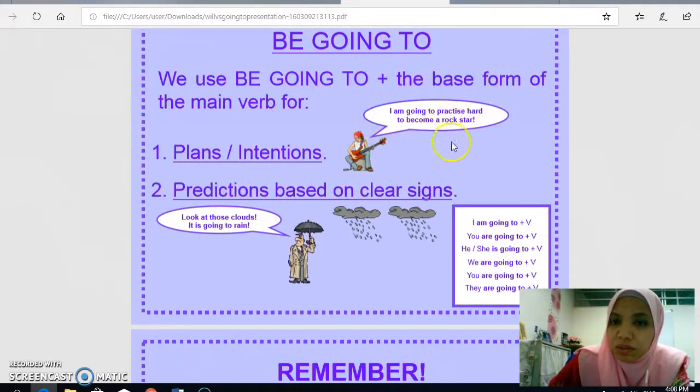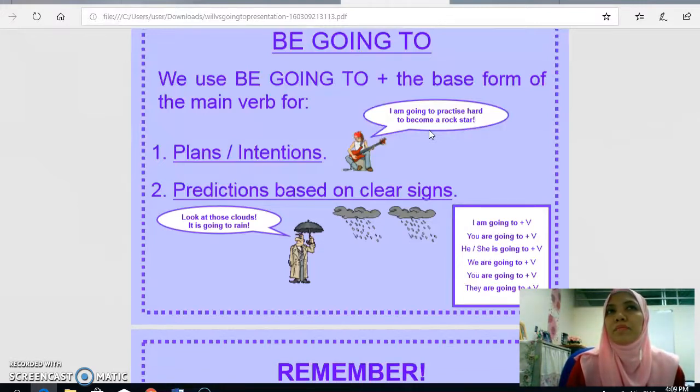So when you see in the context here, in the example here, I'm going to practice hard to become a rock star. This is what I plan to do in order to become a rock star. So it's something that you really plan. You have a clear intention of doing it. Alright?